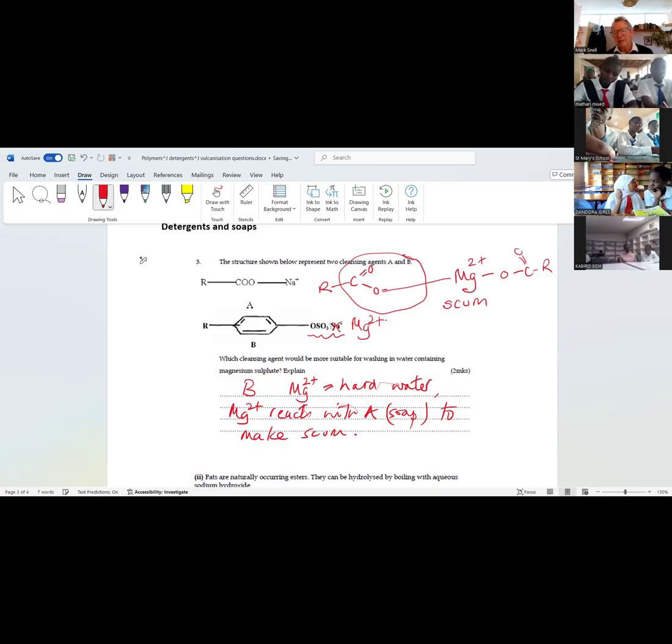So if you take some soap and hard water and you rub it, nothing happens at all. You don't get any bubbles to start with. And then as you wash and wash and wash, you get more scum, and then suddenly you get bubbles. And that is because all of the magnesium or the calcium has gone. So it only happens when all the magnesium or calcium has reacted.